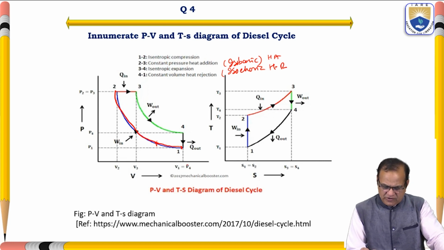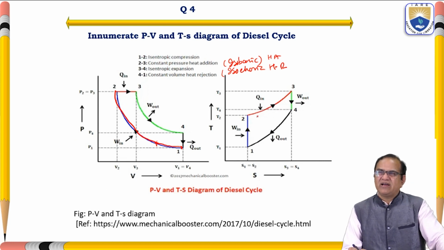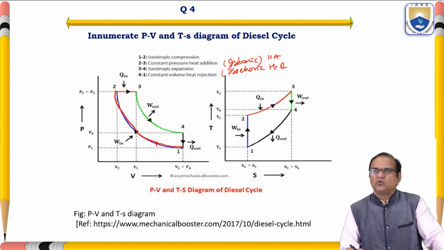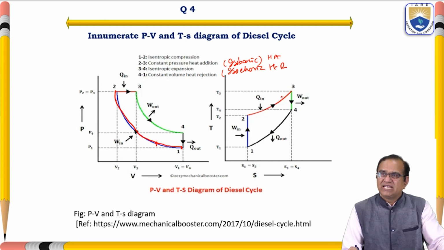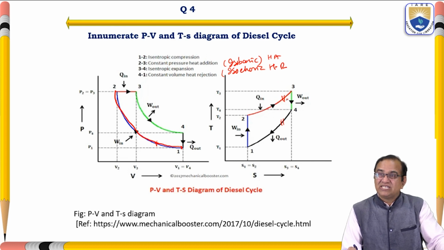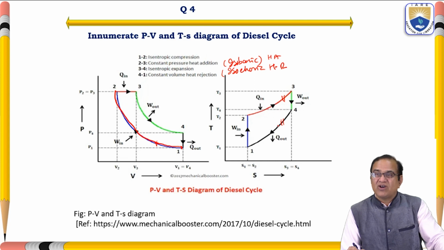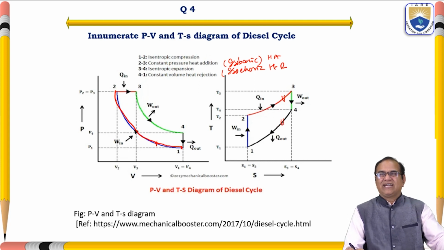This is the PV diagram shown here, and the other is the TS diagram. Here 1 to 2 is compression, where we are giving work. 2 to 3 is isentropic, with constant pressure heat addition. 3 to 4 is work output, that is isentropic expansion, and 4 to 1 is constant volume heat rejection. If you see this line and this line, they are not parallel, but in the previous one they were parallel, because this is a constant pressure line and this is a constant volume line. So please take care of this type of situation.